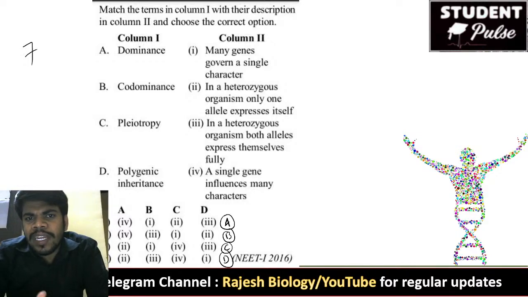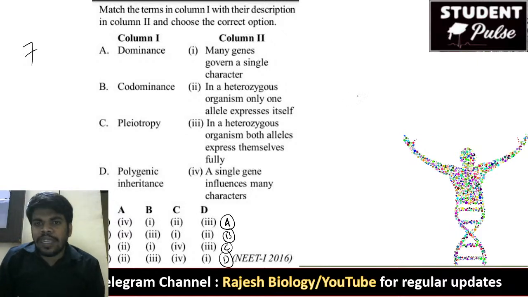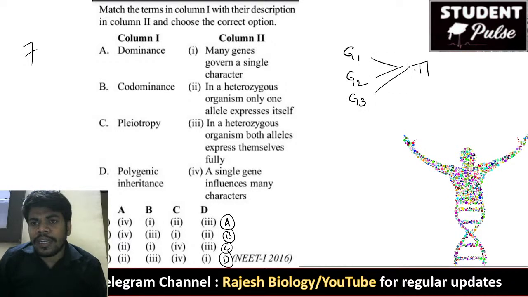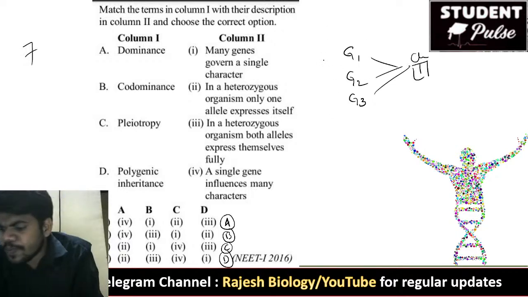Dominance means what? Many genes govern a single character. That means gene 1, gene 2, gene 3, many genes control only one character. This type of inheritance is called what?